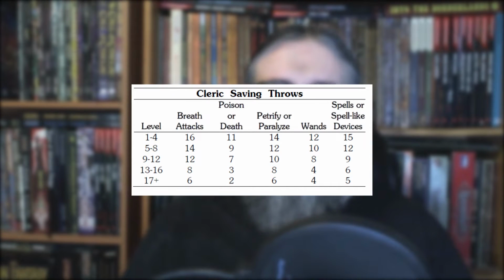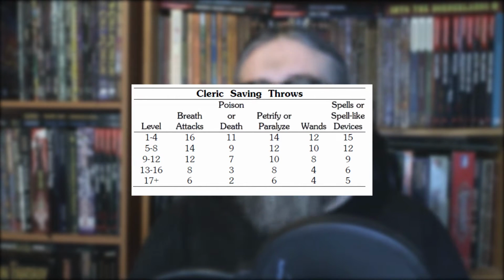Saving throws follow the old school named category scheme with the 5 categories of breath attacks, poison or death, petrify or paralyze, wands, and finally spells or spell-like devices. Now, if you've played any sort of old school D&D or a similar retroclone, these should be relatively familiar to you. While there are no skills in Labyrinth Lord, there are optional rules for ability checks to accomplish tasks, as well as optional morale rules to determine which monsters and NPCs surrender or flee. Labyrinth Lord also includes rules for naval combat.